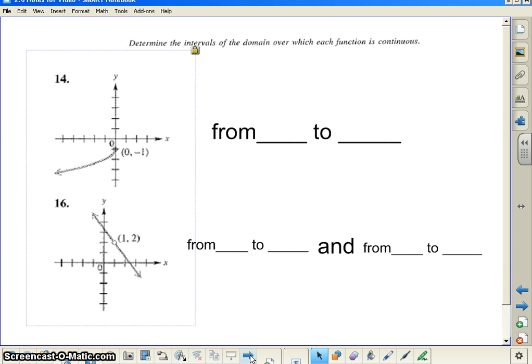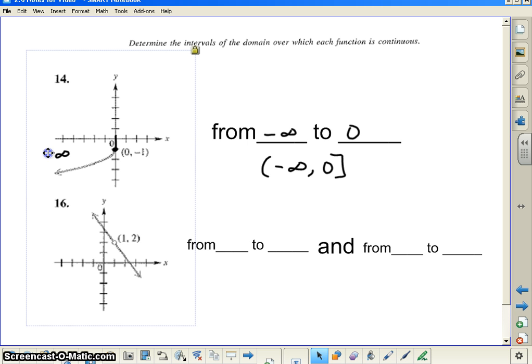First example, determine the intervals of the domain over which each function is continuous. The format is going to be from a number to a number. On this first one, number 14, from negative infinity all the way up to x equal 0. So the way we're going to write it is negative infinity to 0, and we're going to put a bracket on that because x is equal to 0. That's part of the graph.